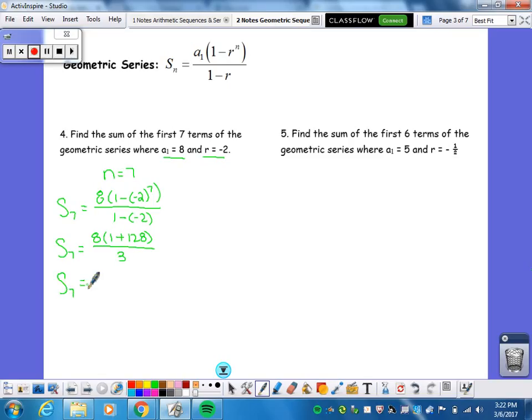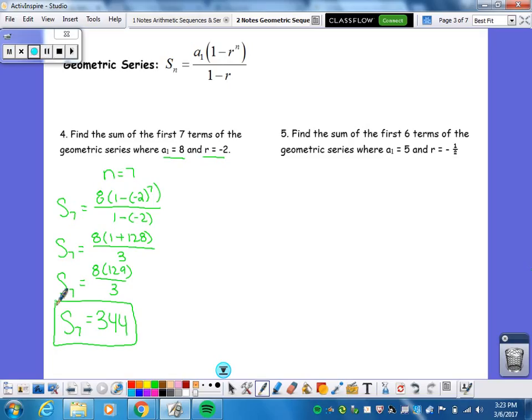Simplify a little bit more to get S sub 7 is equal to 8 times 129 over 3. And when you put this in your calculator, you get as your final answer, S sub 7 is equal to 344. Let's move on to the next problem.